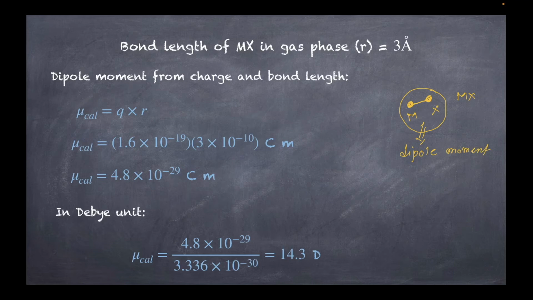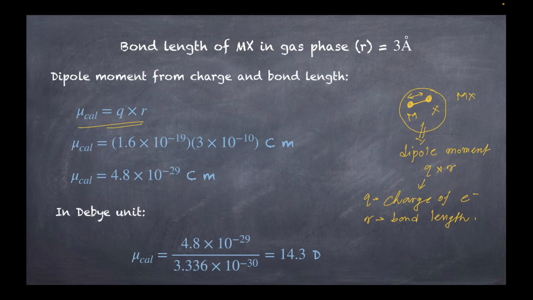The dipole moment is computed with the expression charge times displacement. Here the charge is the charge of an electron, and the displacement R means the bond length of the MX compound, that means this distance. By this formula we can compute the dipole moment of this compound, which will be the theoretical or calculated value of the dipole moment.